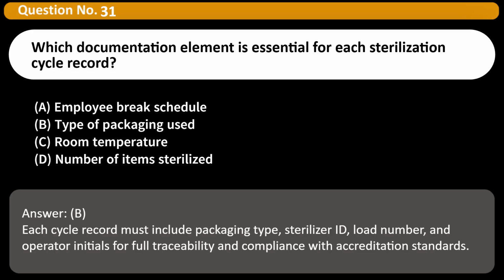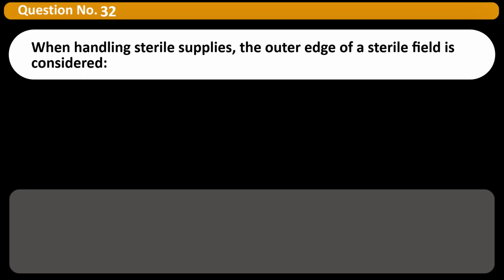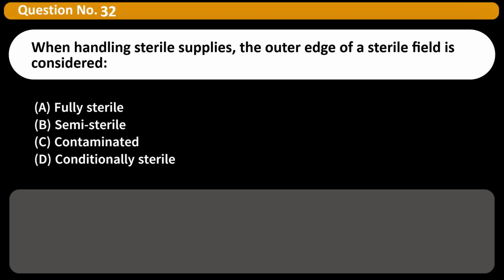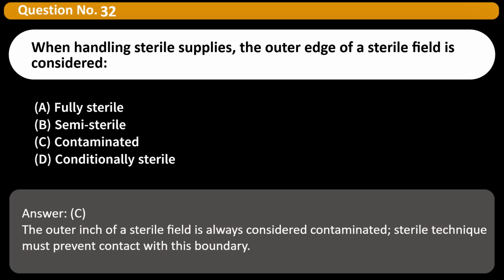compliance with accreditation standards. When handling sterile supplies, the outer edge of a sterile field is considered: A. Fully sterile. B. Semi-sterile. C. Contaminated. D. Conditionally sterile. Answer: C. The outer inch of a sterile field is always considered contaminated. Sterile technique must prevent contact with this boundary.